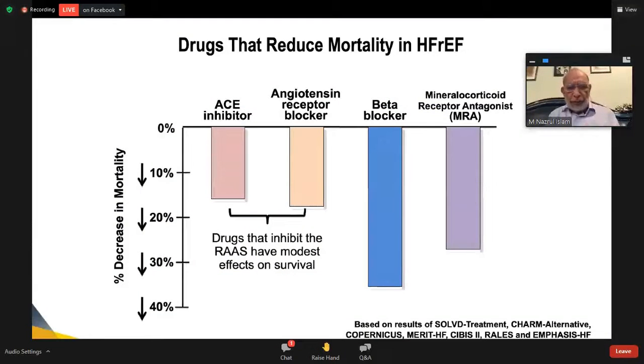If you compare these four groups of patients, you can see the ACE inhibitor reduced mortality to some extent, 15 to 17%, angiotensin receptor blockers almost similar, beta blockers significantly reduced it by around 35%, and mineralocorticoid receptor antagonists also by around 28%. So these are the evidence from which we can use these 4 classes of drugs.